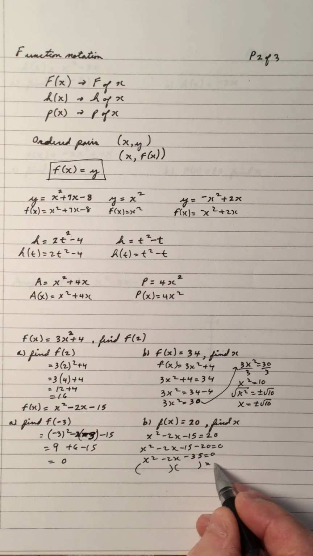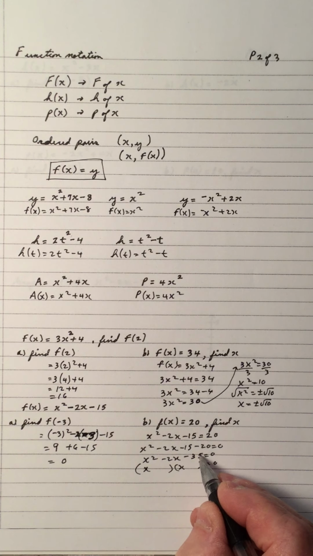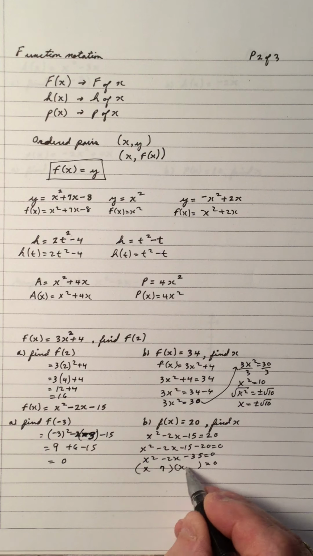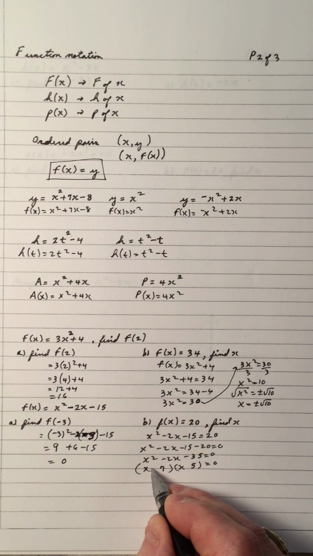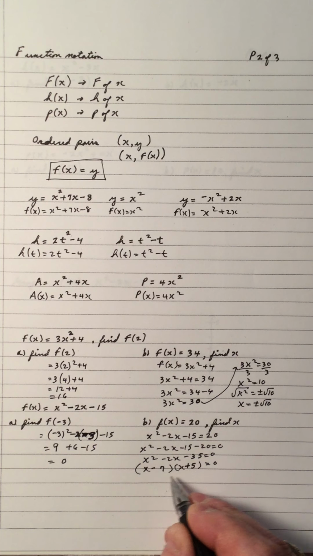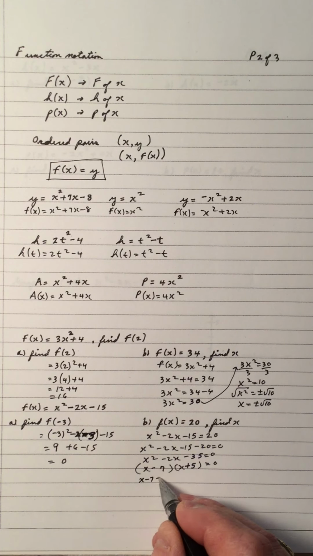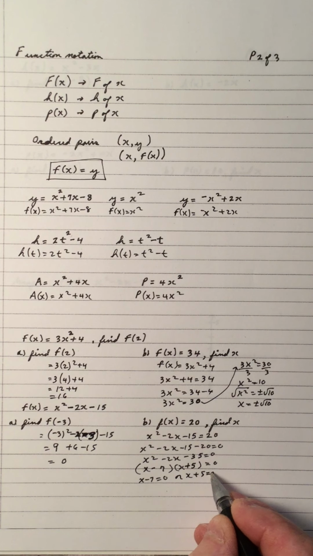So we've got a 1, so there's an x and an x. Factors of 35 to give me a 2. 35 is 7 and 5. 5 times 7 is 35. And they differ to give me a 2, so it has to be a negative 7 plus 5. Multiply to negative 35, add to negative 2. So x minus 7 equals 0, or x plus 5 equals 0.